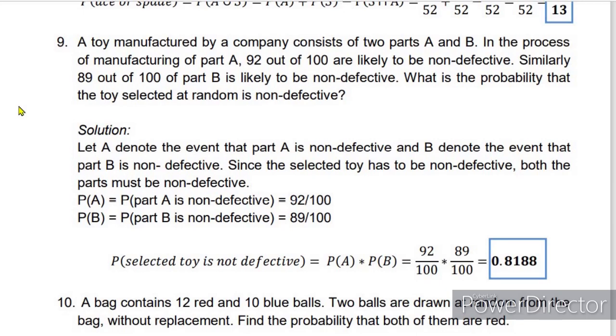Okay? Because when we select a toy, it can result in part A or part B. So they are joint probabilities. So they can occur at once. So probability A will be multiplied. Remember that if probabilities can occur at once, okay, they will be multiplied. So probability A multiplied by probability B is equal to 92 over 100 multiplied by 89 over 100, which is equal to 0.8188. So that is the probability of selecting a toy that is not defective.